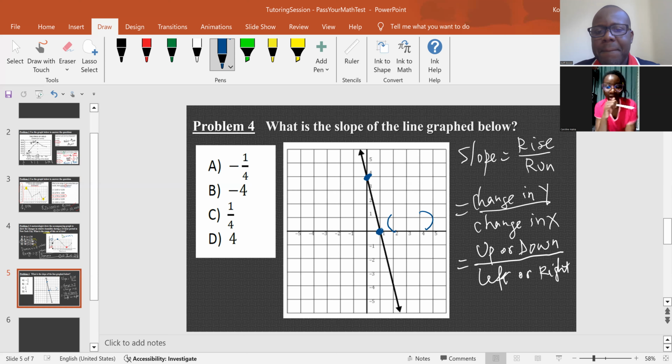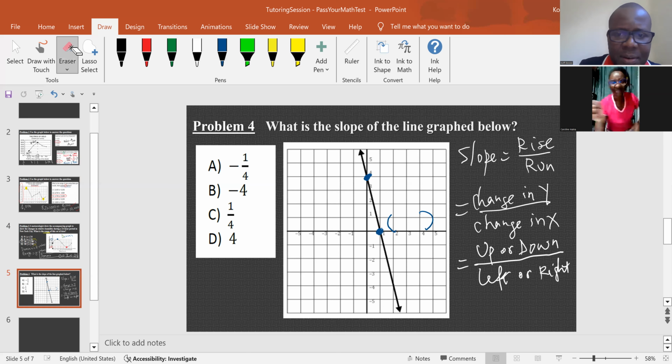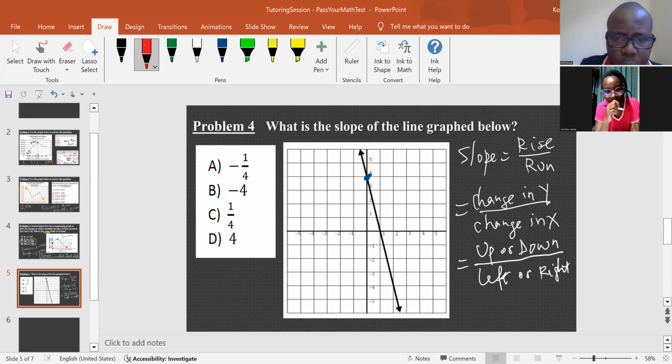The y value will be 4. Okay, first of all, let's pick again. Let's make it red. So this point here. What's the x value for that point and the y value for that point?